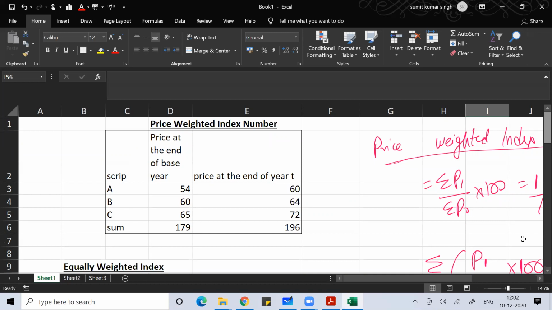Along with the price of the stock, we need to look into the number of shares trading in the market. Till now we only looked at the price of the stock and the number of shares trading, and when we multiplied them, we got the market capitalization of the company. We considered the market capitalization of the base year and of the current year for all the companies, analyzed them, and found the index value.